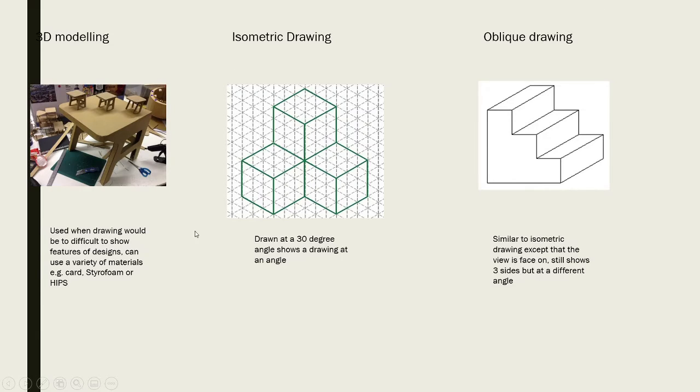Isometric drawing. So we've covered this. The idea being that everything's at 30 degrees, everything is cut from the corner and going outwards, and you use the grid paper to do it. Once you're comfortable, you can remove the grid paper.